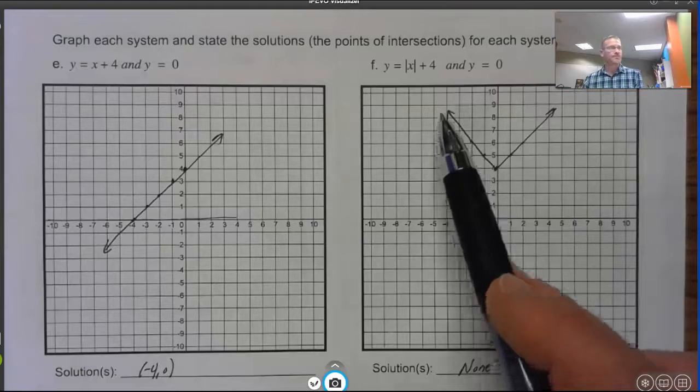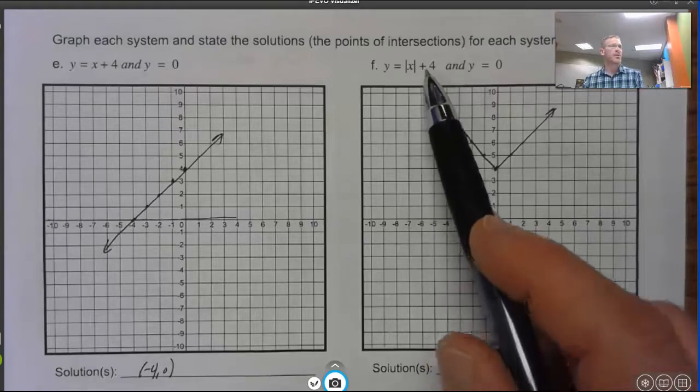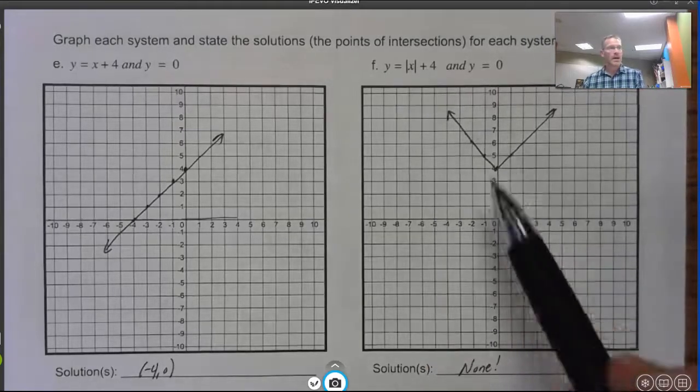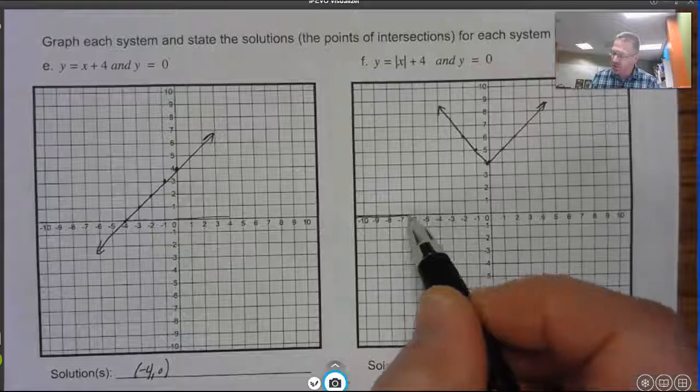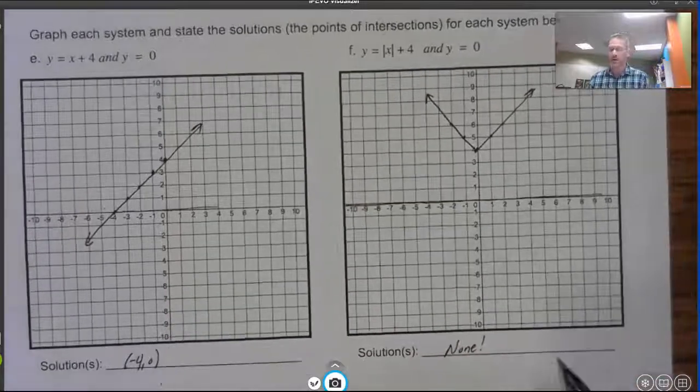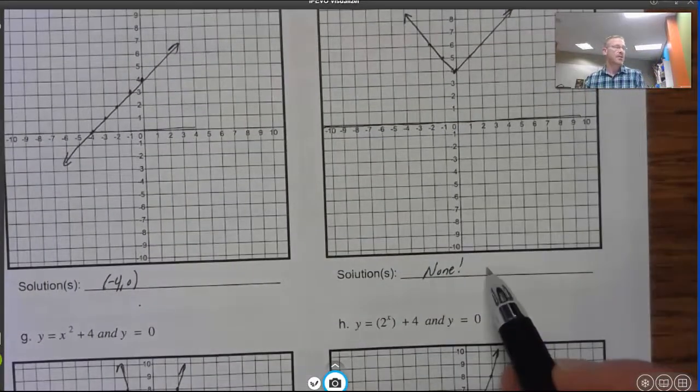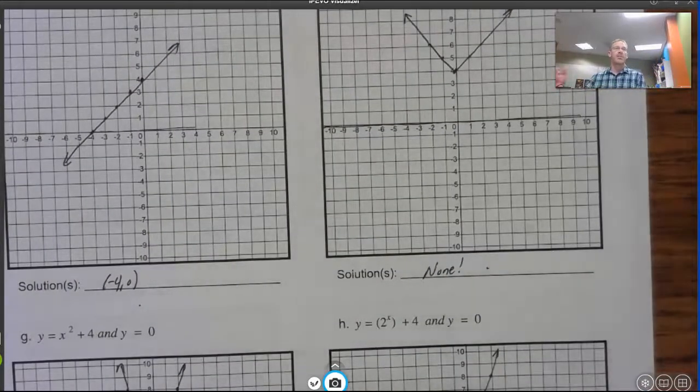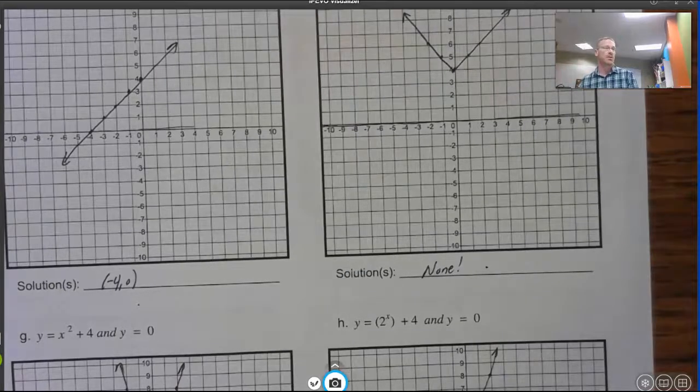Now look at F here. Our starting point is 0, 4, and it opens up. And so notice it does not intersect y equals 0 down here. So we don't have a solution. We talked about that with our systems. We know that it's possible that two things don't intersect. It's possible not to have a solution.